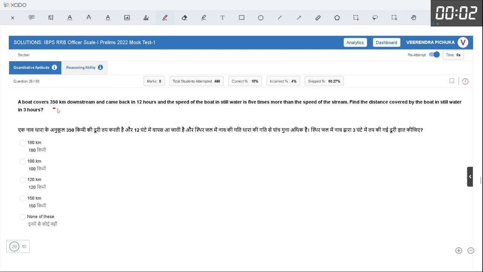A boat covers 350 km downstream and comes back in 12 hours. The speed of the boat in still water is 5 times more, not 5 times the speed of stream. It's 5 times more than the speed of stream. So speed of boat will be 5 times the speed of stream plus speed of stream, meaning 6 times the speed of stream.